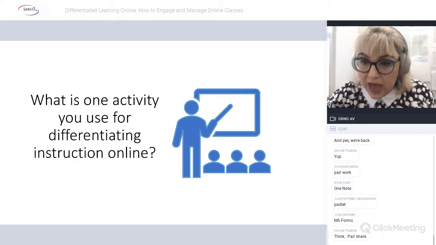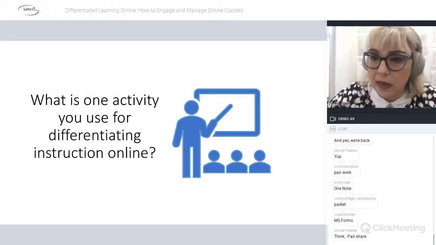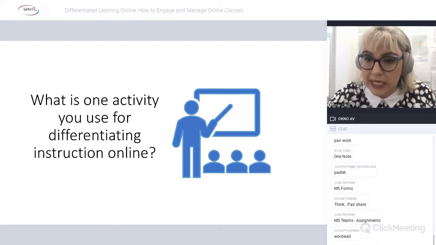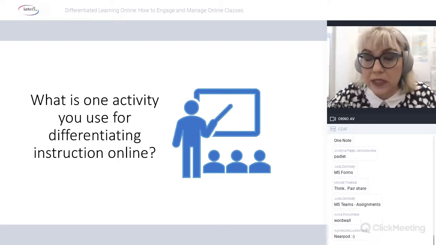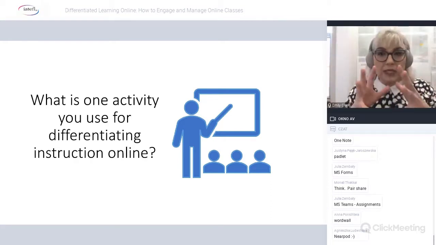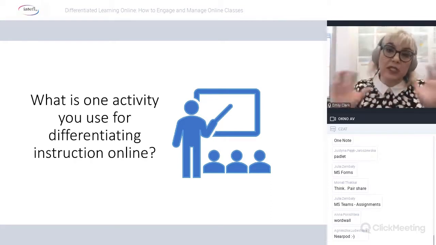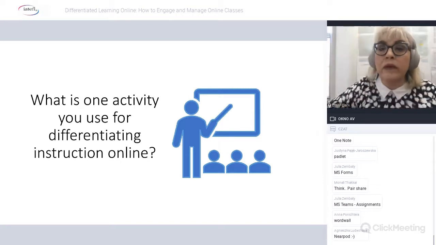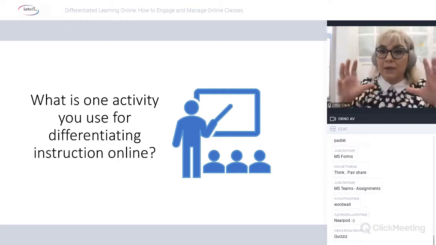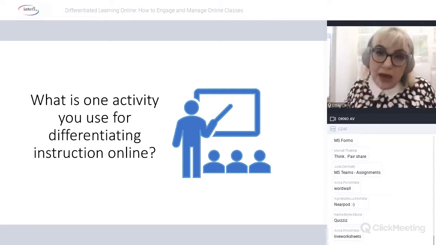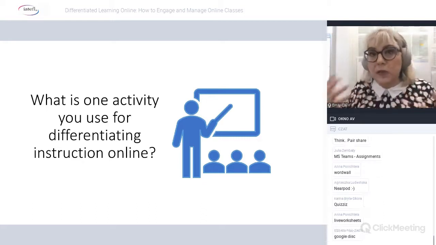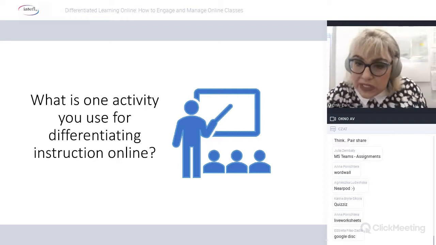MS Forms, love that. Think, Pair, Share is awesome. Man, you guys are amazing teachers. MS Teams, yeah, exactly. Word Wall is great. So as much as you can, how can students collaborate? And then again, differentiate. How is everybody getting what they need? Because here's the thing: you can't teach the same content 10 different times to 10 different students. You have to teach a class, but you have to make sure that those 10 students are with you. Quizzes, these are good, guys. Google discussion. Oh, nice. Okay.